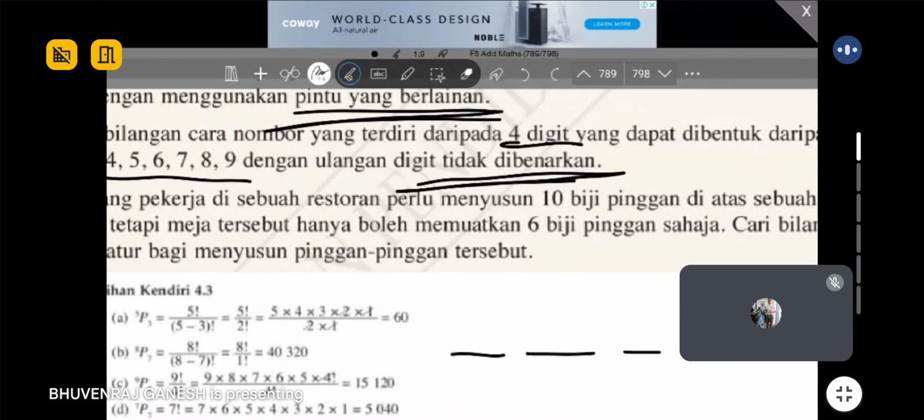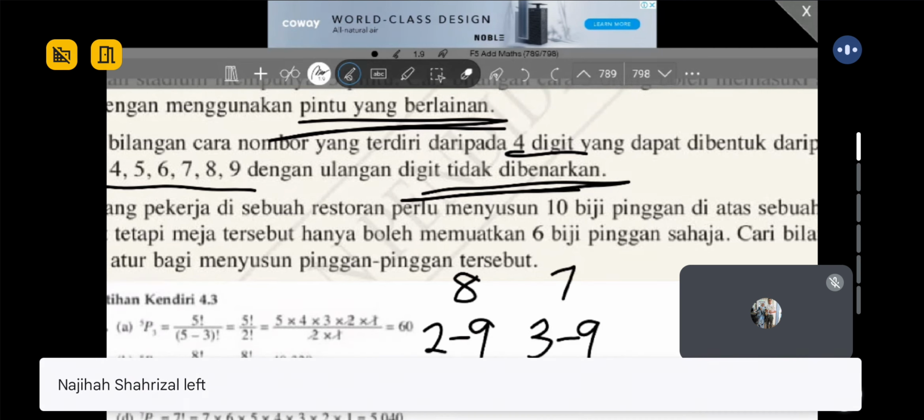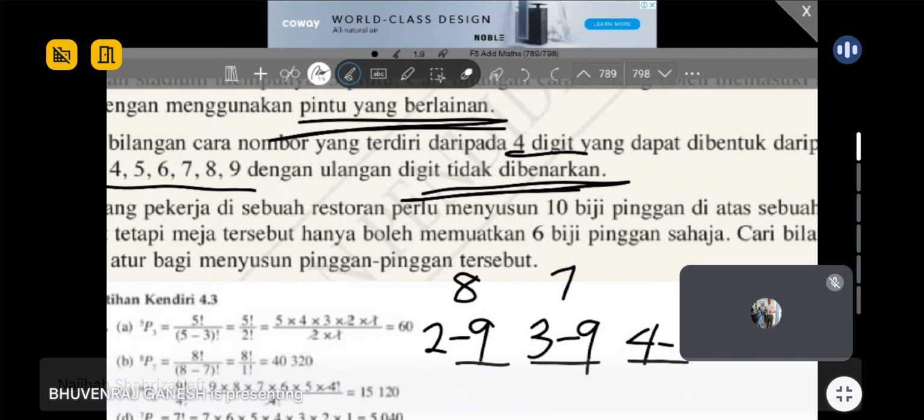Cuba bayangkan. So 4 digits. For the first one, you can fill in 2 to 9, correct? So total is 8, because 2 to 9 is 8 digits. Then they say tanpa pengulangan, without repetition. Let's say I choose number 2 as the first digit. Saya pilih 2. So I'm left with 3 to 9, left with 7. Continue: I choose 3, left 4 to 9, so 6 digits. Then 5 to 9, left 5 digits.